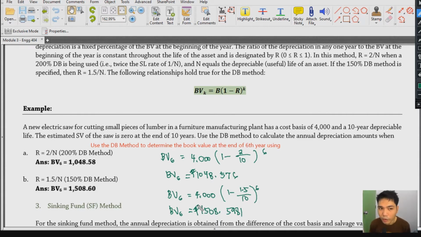So that is how easy it is for the declining balance method. So mapansin nyo, depreciation is not really difficult. So a straight line and then declining balance, you just have to remember the formula.